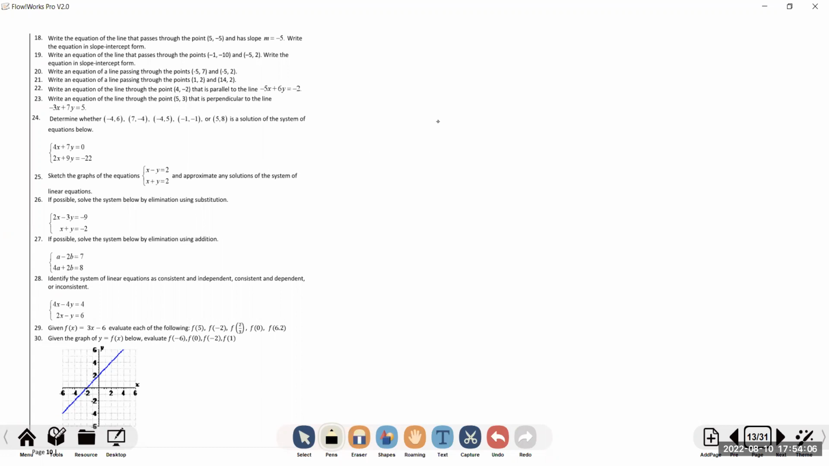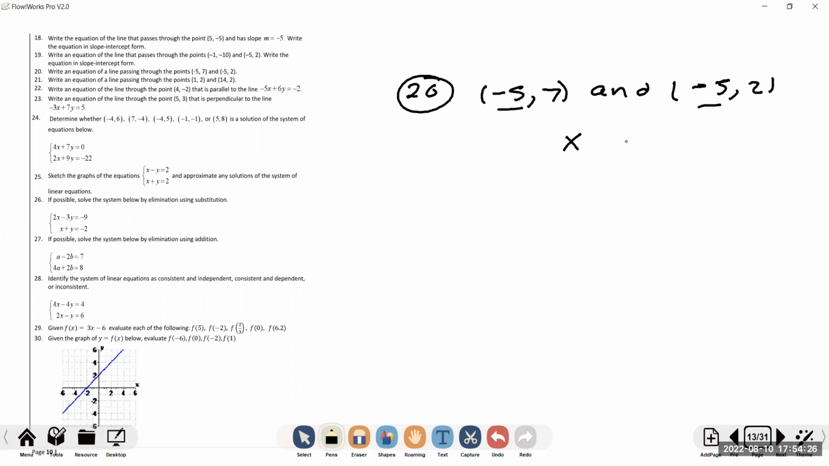That was 18 and 19. On to number 20. Number 20 asks us to find the line passing through the points (-5, 7) and (-5, 2). Notice the x coordinates are the same here. x is equal to -5. There was no change in x.